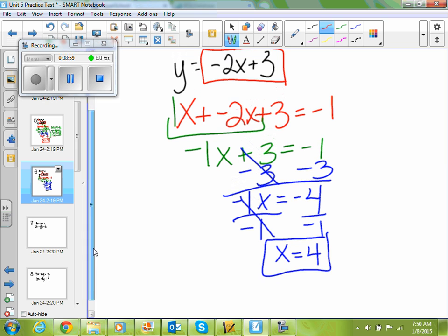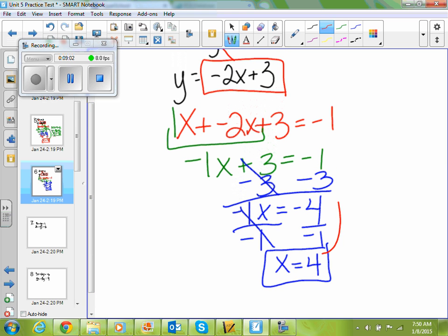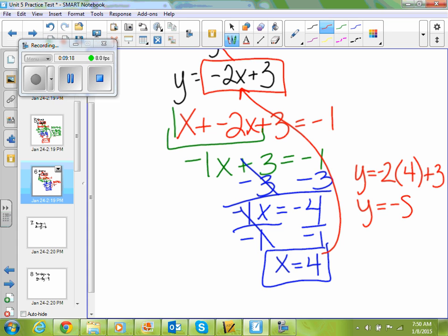Now that we know what our x equals, we can find out our y by plugging in 4 for my x in my second equation. So if I do that, then I end up with y equals -2 times 4 plus 3. Well, -2 times 4 is -8. -8 plus 3 is -5. So x equals 4 and y equals -5.